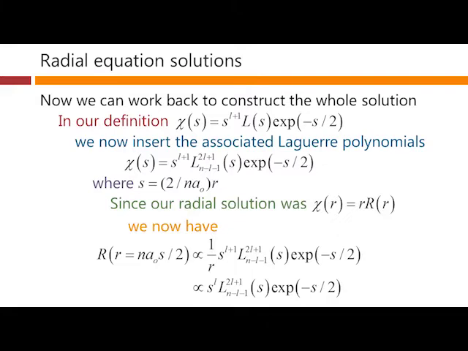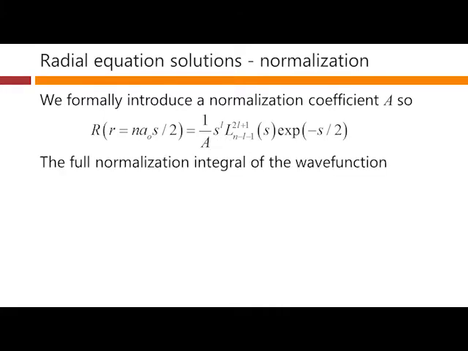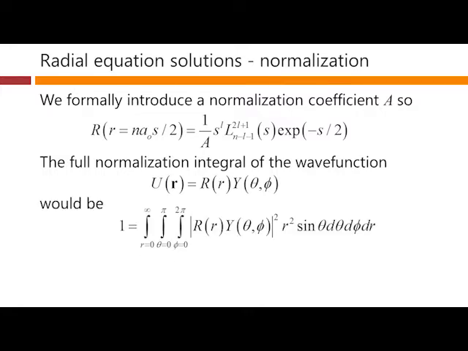And equivalently, since r and s are just proportional to one another, this is really a function proportional to s to the power l times all of this on the right. We can formally now normalize these, so we could formally put in a normalization coefficient so that our R function was 1 over A times all of this here. The full normalization integral of this wave function would be this expression here. Everything on the right would have to integrate up to give us 1. That is, the modulus squared of the wave function integrated over all space would have to give us 1.